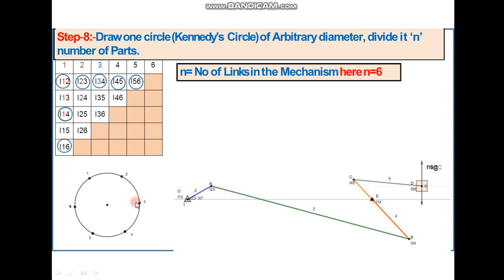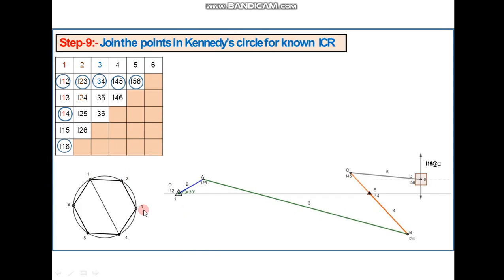Next, now those ICRs are known to us, the 7 ICRs we already circled here. Those points we need to join by straight line. As 1, 2 is known, draw by straight line, 2, 3 is known, draw by straight line, and so on. So the next step is to draw those known ICRs by continuous lines in that circle.